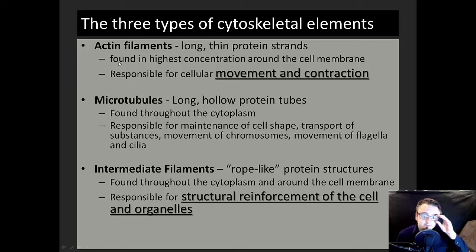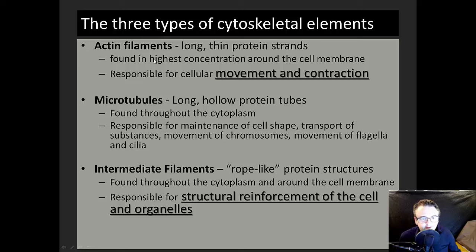So actin filaments are often found right around the cell membrane. So these are closer to the periphery of the cell. And one of their biggest roles is for movement and contraction. And the way these work, tell you what, let me pull up a real quick figure here. Let me pause it real fast. Okay, let's take a look real quick.